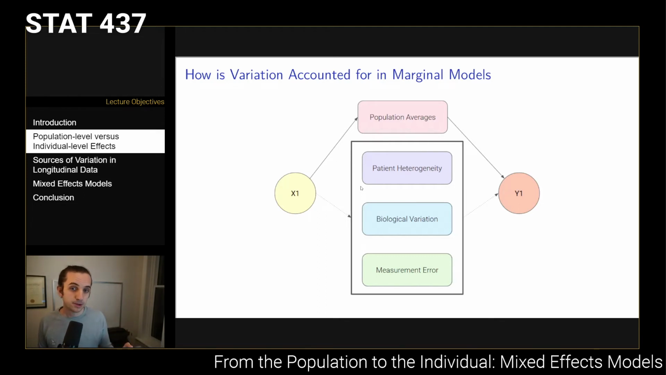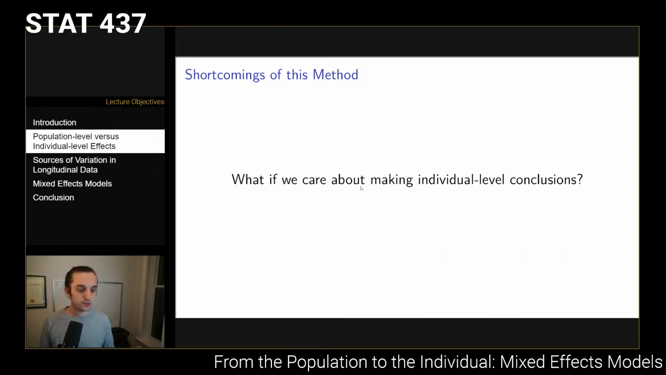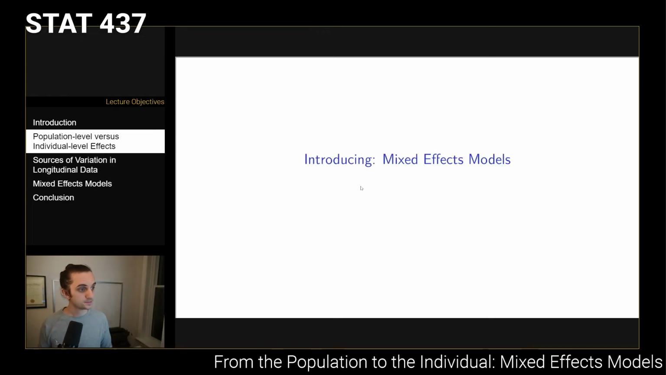But you could think about doing this a little bit more explicitly. You could think about specifying these effects a little bit more explicitly in a model and sort of explaining the variation directly. And so what if you think about doing this at the individual level? That's where we're going to get these mixed effects models coming in.